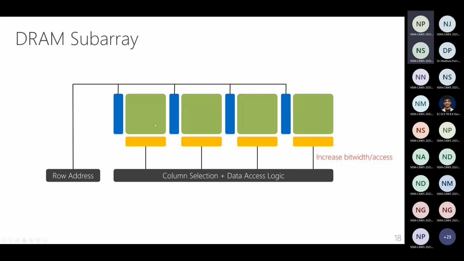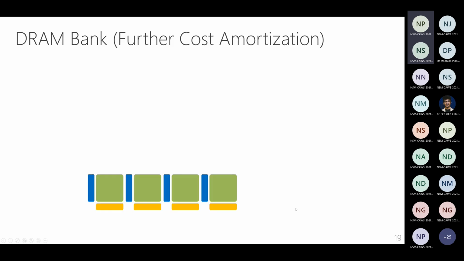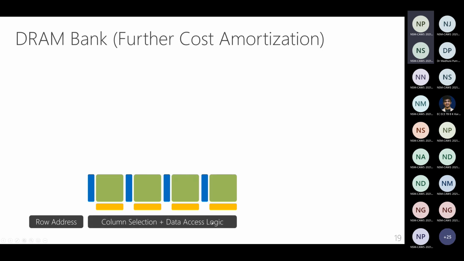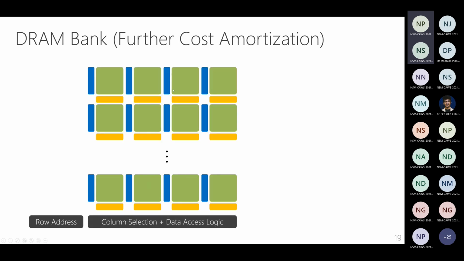Now even this is not sufficient. Here we have a 1 megabit mat, and let's say I have 4 here. Let's say I have 8 mats. That gives me an 8 megabit DRAM subarray. But again, that is also not sufficient. So there is one more level of amortization. I have the row address and column selection logic, but I have multiple subarrays stacked on top of each other.